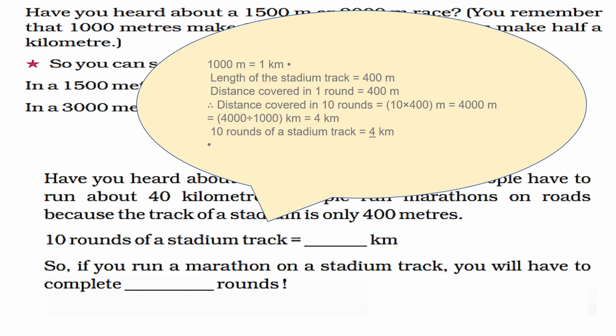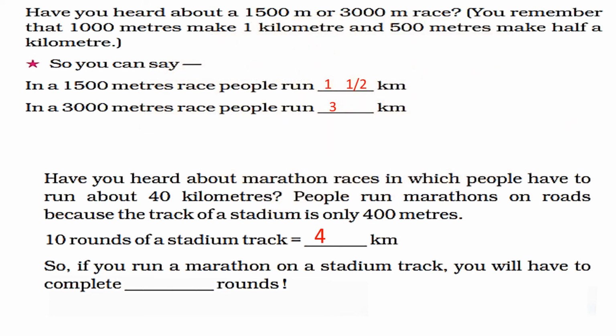Now we have to find the answer in kilometers. So we will divide 4000 meters with 1000 and we will get 4 kilometers. So 10 rounds of a stadium track will make 4 kilometers. So if you run a marathon on a stadium track, you will have to complete dash rounds.